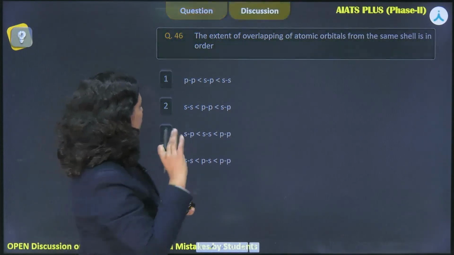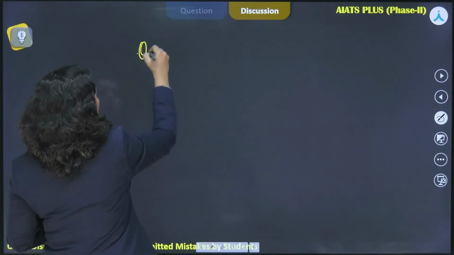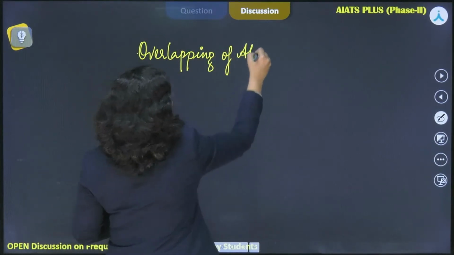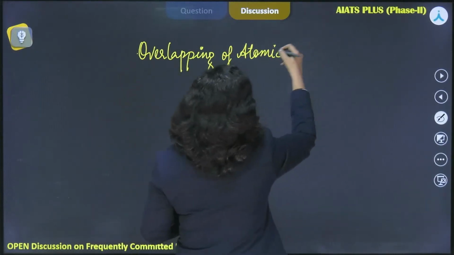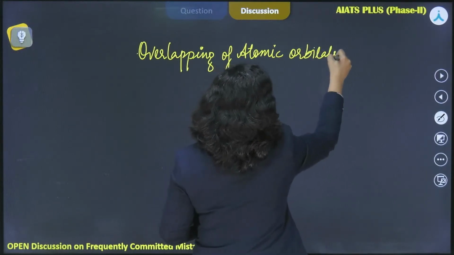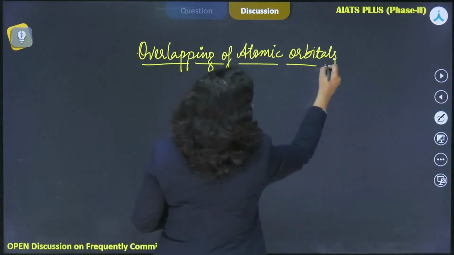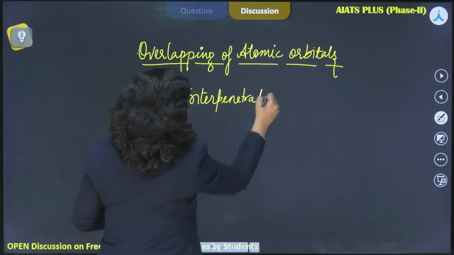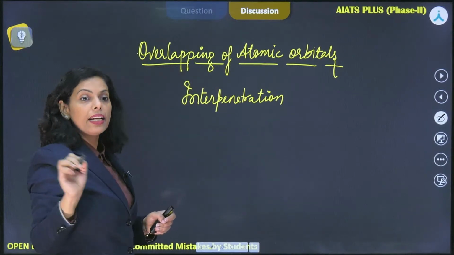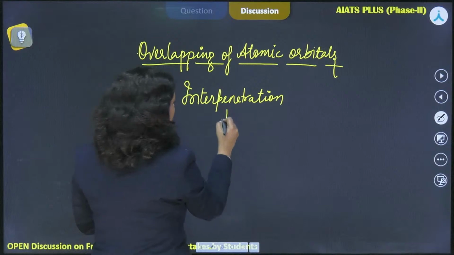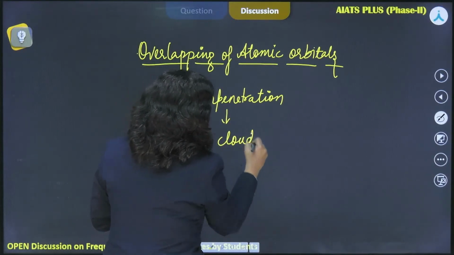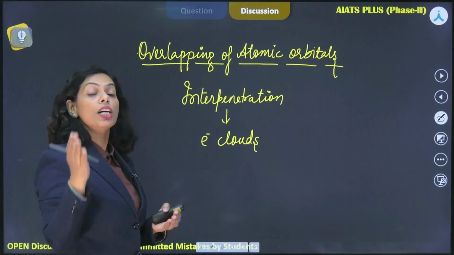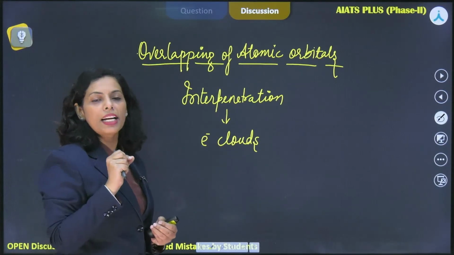Overlapping of atomic orbitals is basically interpenetration of atomic orbitals. After that, the electron clouds present in the atomic orbitals get shared and become common for both the atomic orbitals taking part in overlapping. This is the simple thing you need to consider.